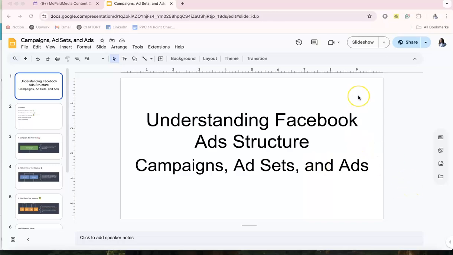Understanding Facebook ad structure, campaigns, ad sets, and ads.